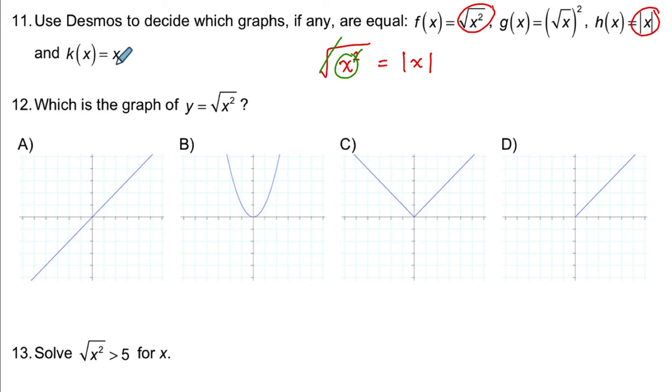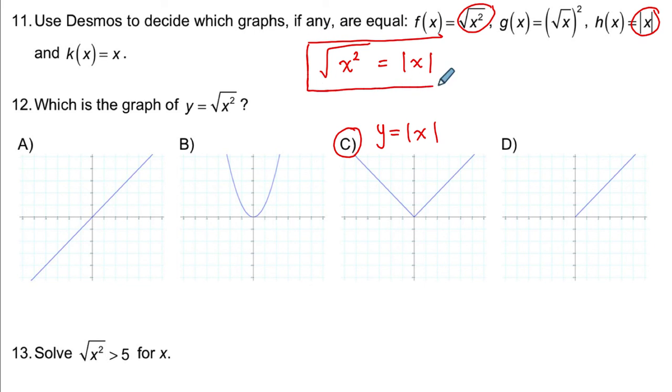Now we might think that the square root and the square cancel, leaving us with x, but the graph told us that that wasn't the case. These two expressions are equivalent and interchangeable. So in part 12, or number 12, we see that the square root of x squared will have the graph of y equals the absolute value of x, which is c. So we just want to kind of remind and commit to memory that basic identity.